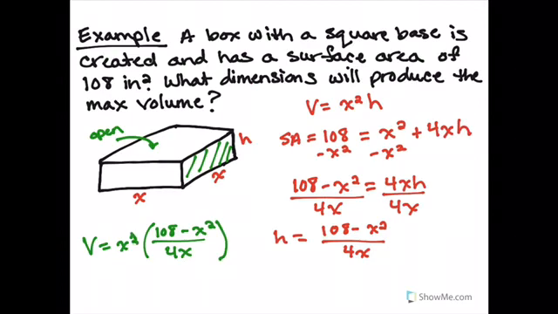My x squared will cancel with that x there. And if I distribute the x that's left, 108 divided by 4 is 27. So I'm going to get 27x. And here I have x squared over 4. That 4 is not canceling with anything. Multiply it by the x, I'm going to get an x cubed. So this is minus 1/4 x cubed. So that's my volume formula.